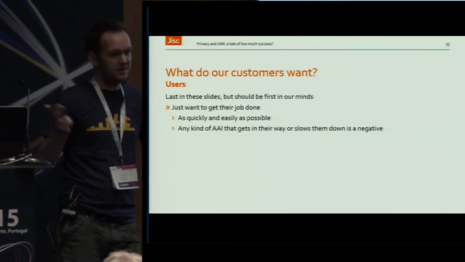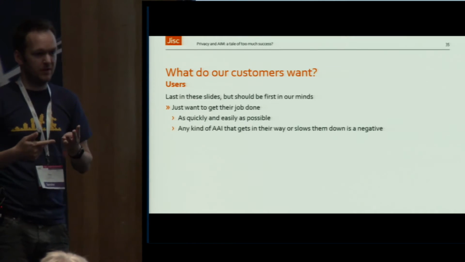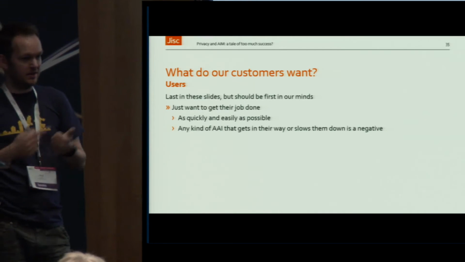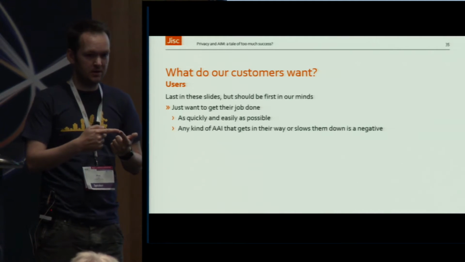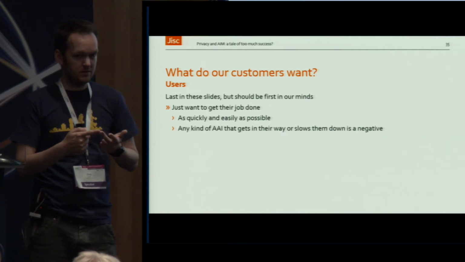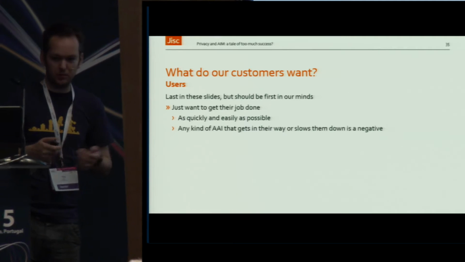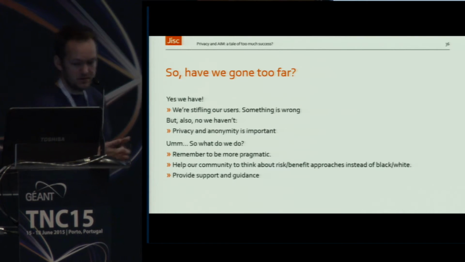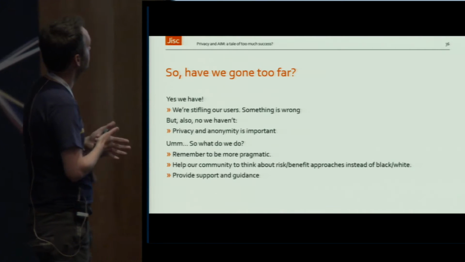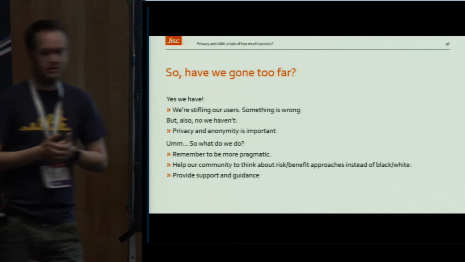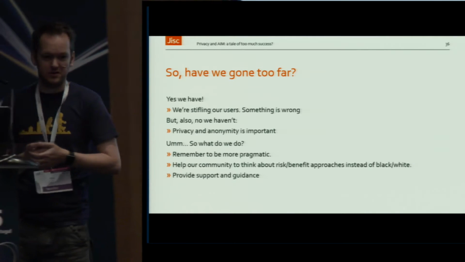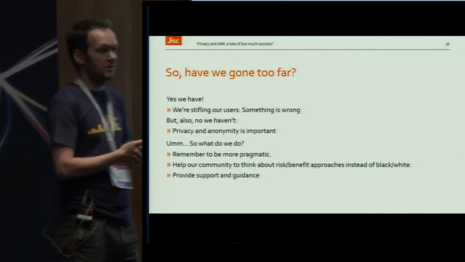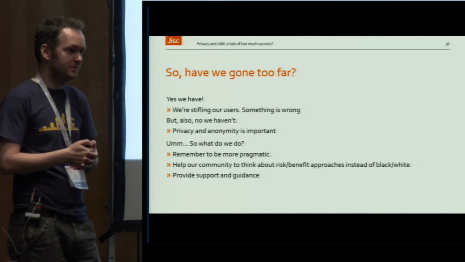Now, these three sets of requirements don't fit very well. So something has to give somewhere. We're not going to make it easy, free, and invisible. So we all have to make compromises somewhere. So, back to my actual question, have we gone too far? Do we have too much success in the world of privacy? Then I have two answers, yes and no, which is very helpful, I know.